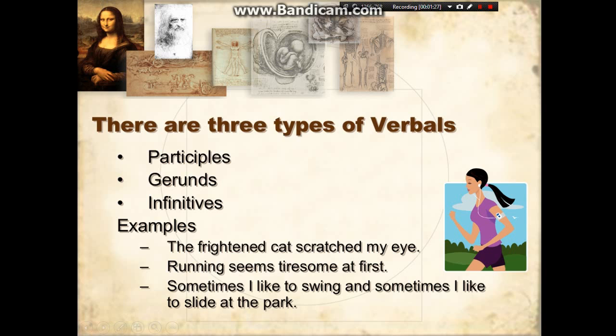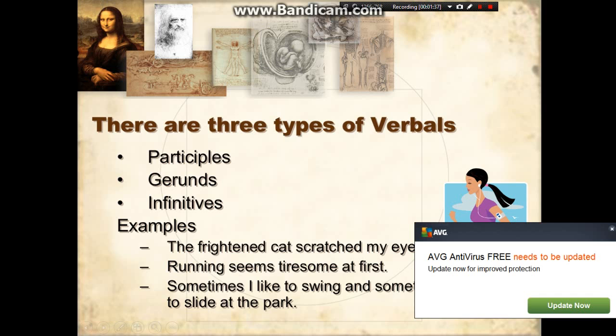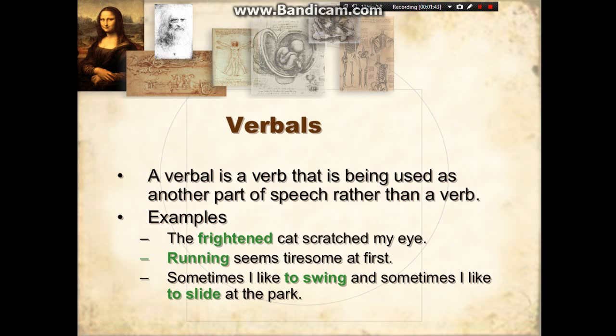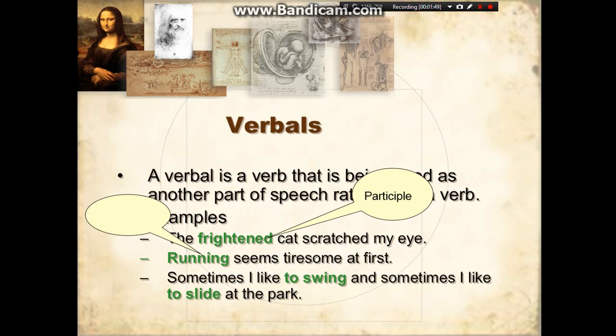Frightened is a participle because it describes cat. Running is a gerund because it is a verb acting as a noun and it is acting as the subject of the sentence. And sometimes I like to swing. To swing is your infinitive. I've been talking about infinitives all year long. All right. Oh, wait, here it is. So there's your participle. See, I knew it was here. I just didn't go far enough. There's your gerund. And there is your infinitive. I'm so glad I got them right. It would have been embarrassing if I hadn't.